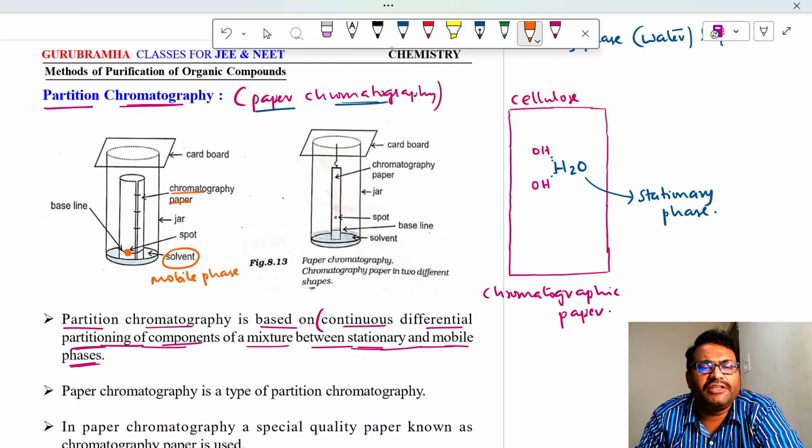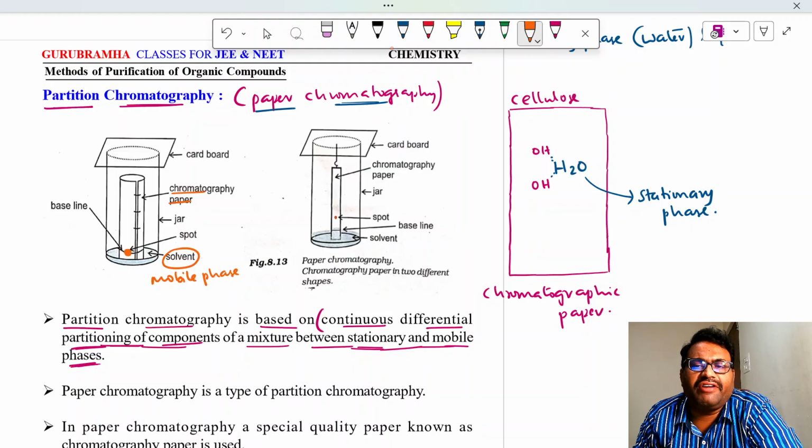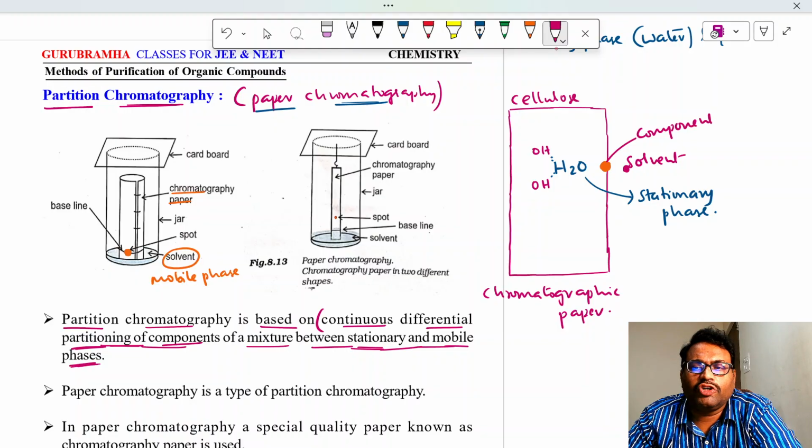Now when it is dipped, the solvent moves over the paper. When the solvent is moving over the paper, it is carrying the component. Let us take this as component A. Along with the solvent, the component of the mixture moves.